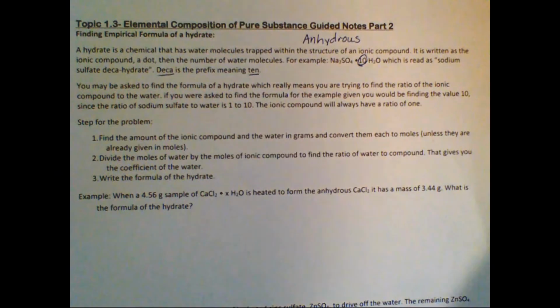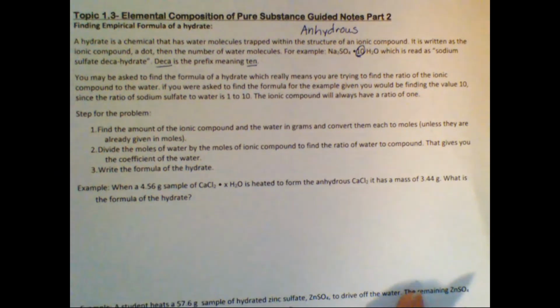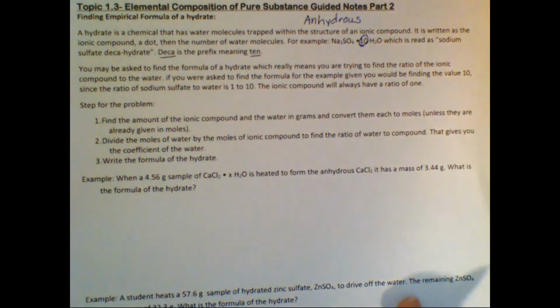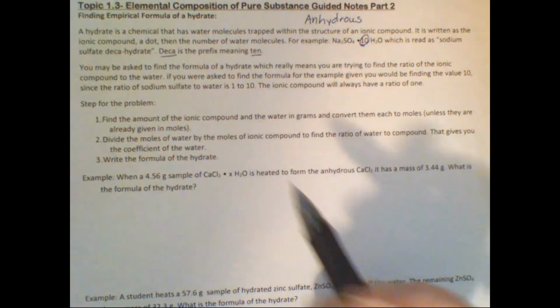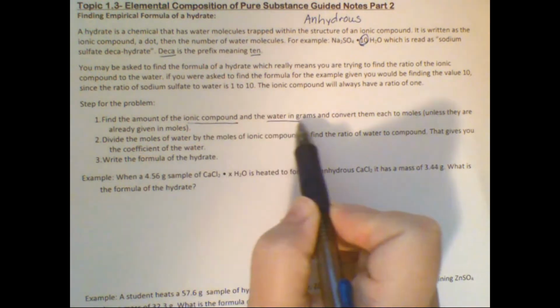So how do we do this? We're trying to find really a mole ratio. How many moles of water are there for 1 mole of our ionic compound? So based on our given information, find the amount of the ionic compound and the amount of water in grams, and convert them each into moles. Unless they're already given in moles, then we are one step ahead.